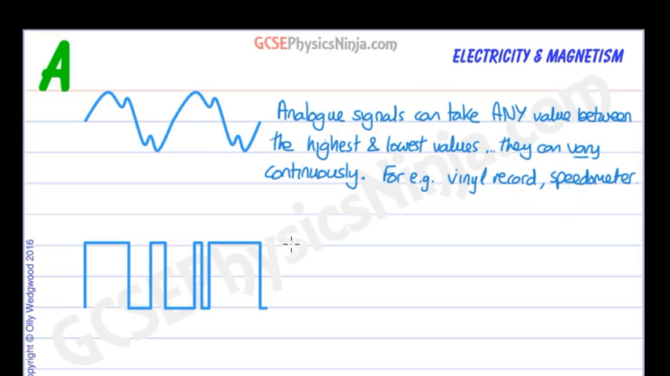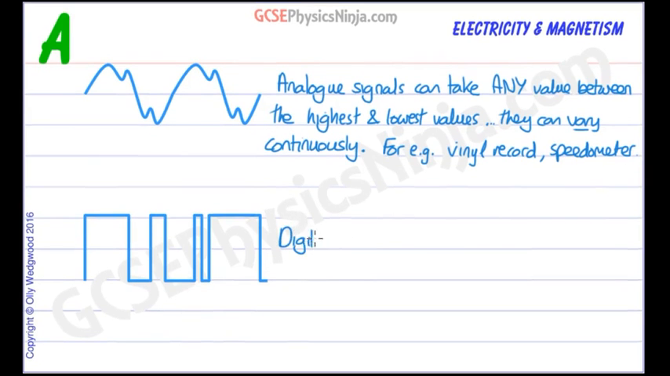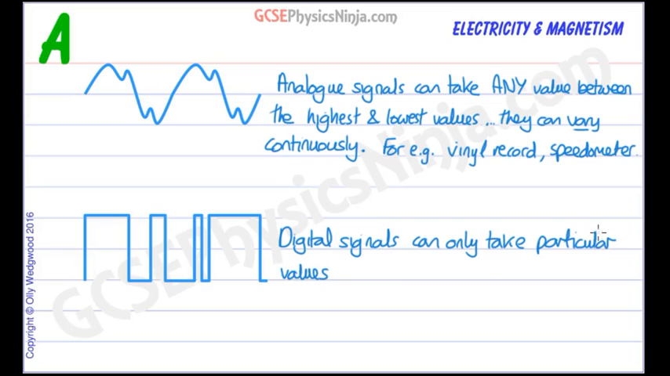Okay. What about digital? The digital signals can only take particular values. So specific defined values, usually either on, which can be thought of as a high state of some value. For example, it could be voltage, which could be the higher voltage. So that's often thought of as a 1.